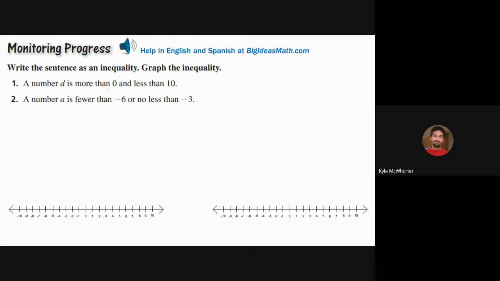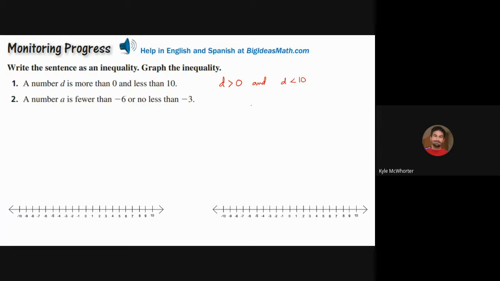No, D is no more than 0 and less than 10. So no more than 0 means less than or equal to 0, and less than 10, D more than 0. That's greater than, my bad. D is more than 0. So that's D is greater than 0. Less than 10. D is less than 10.